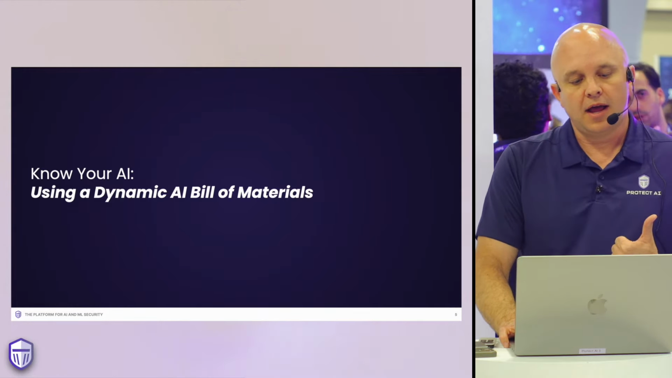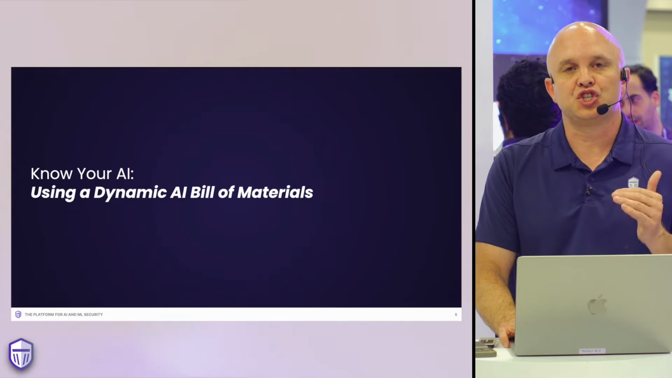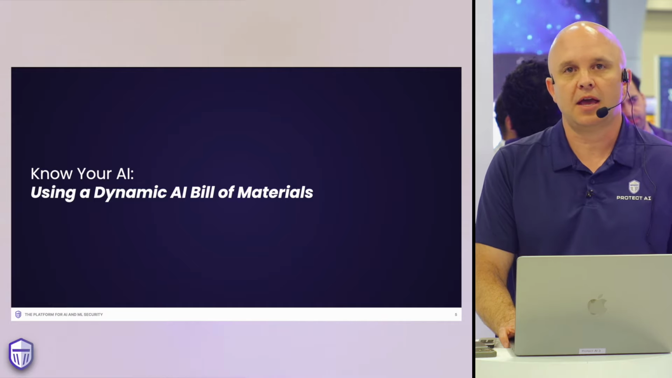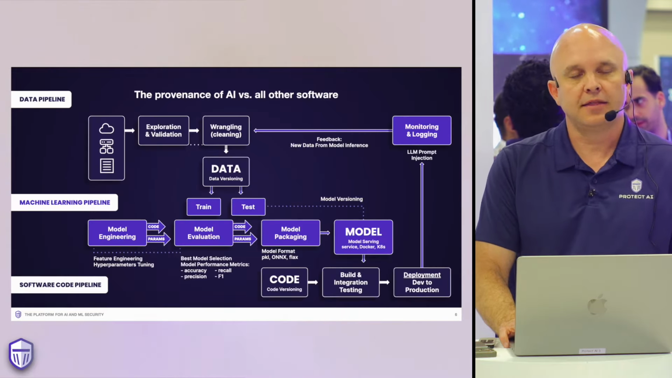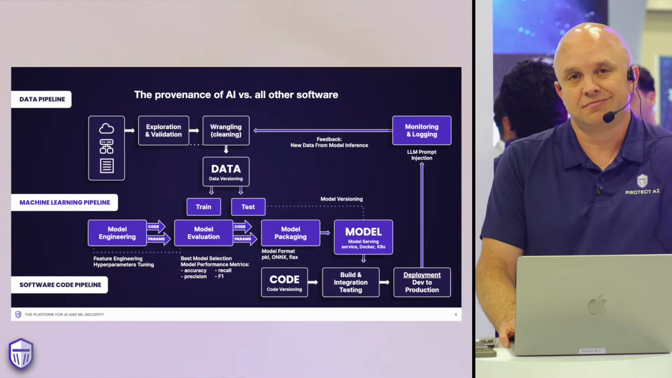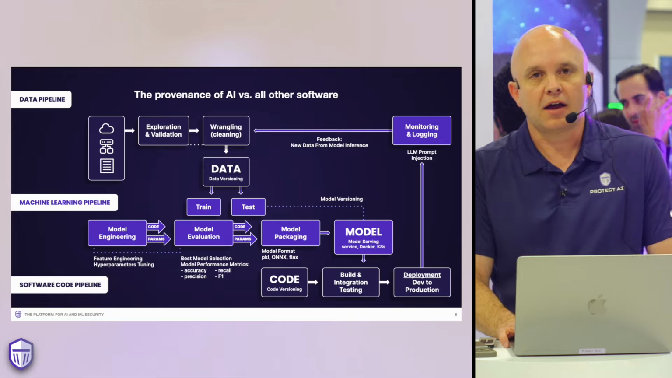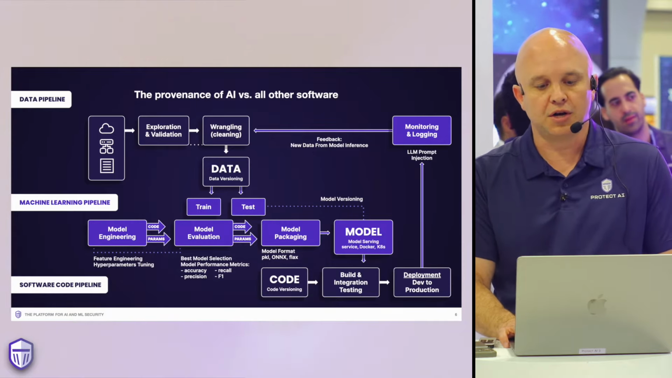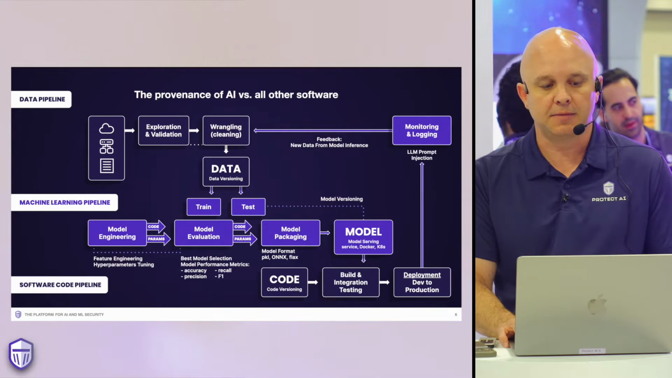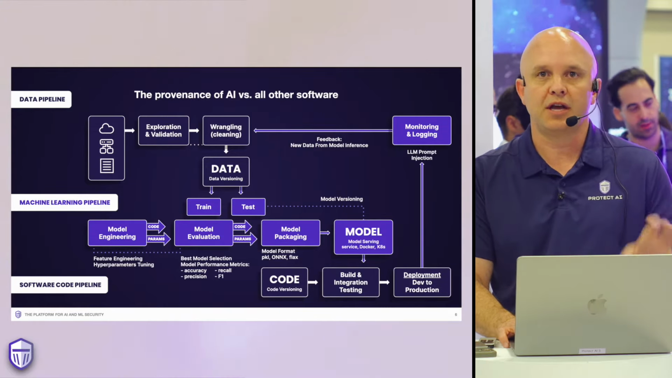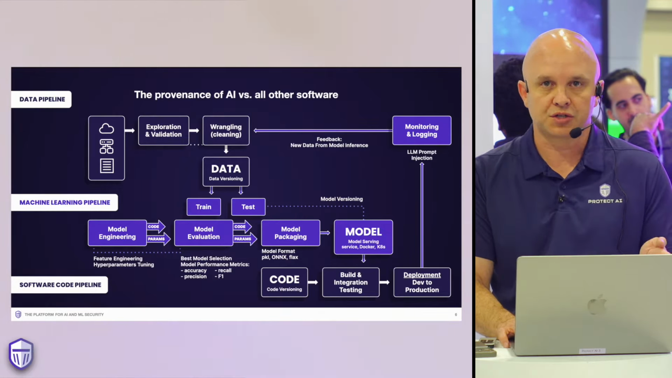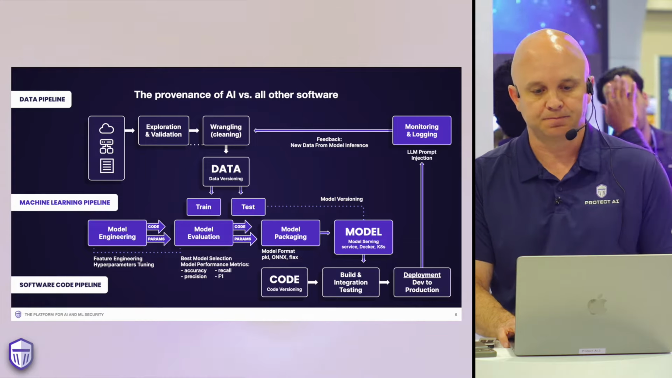Fundamentally, what an AI bill of materials really helps you do is know everything about your AI. Using a dynamic AI/ML bill of materials is critical. And that's because the provenance of AI versus all other software is insufficient. The provenance of AI requires you to know a lot about your code pipeline, a lot about your data pipeline, but there's an entirely independent pipeline called the machine learning pipeline, which creates or manages the models that you use to move from traditional software to an AI application.